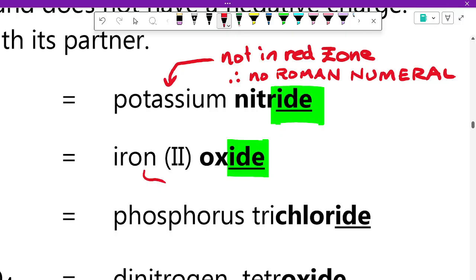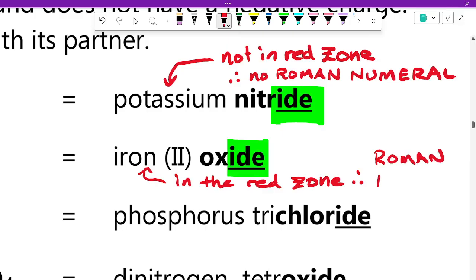Iron is in the red zone, so we do use a Roman numeral. There's a reason I chose red, because red starts with the letter R, and what does Roman numeral start with? R. So if it's in the red zone, it needs a Roman numeral. If it's not in the red zone, no Roman numeral.